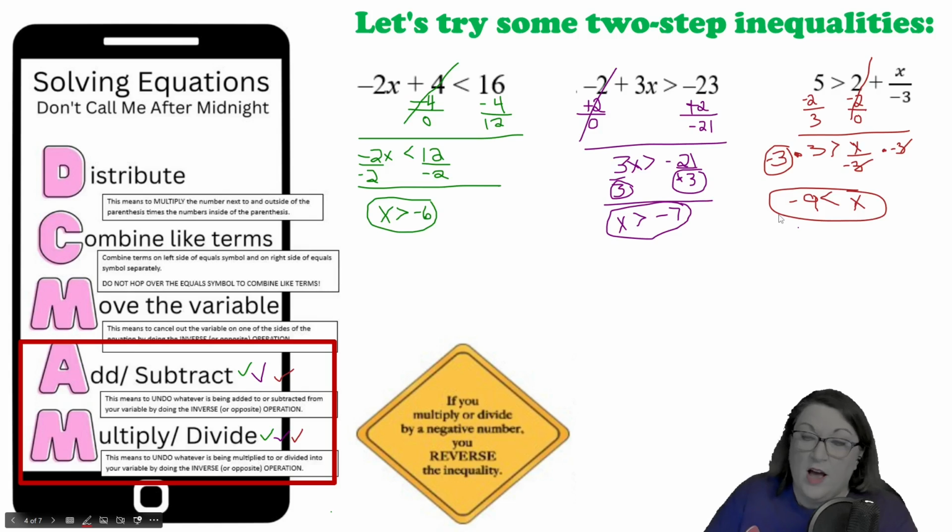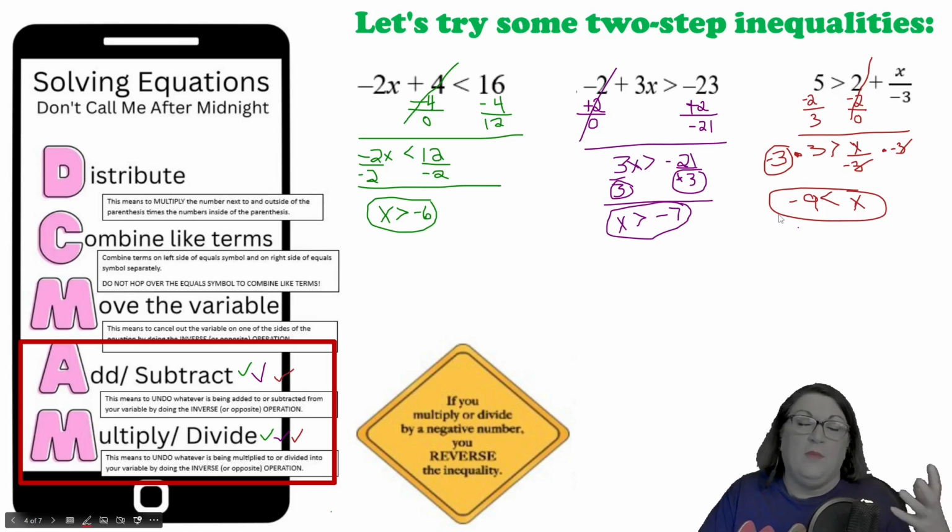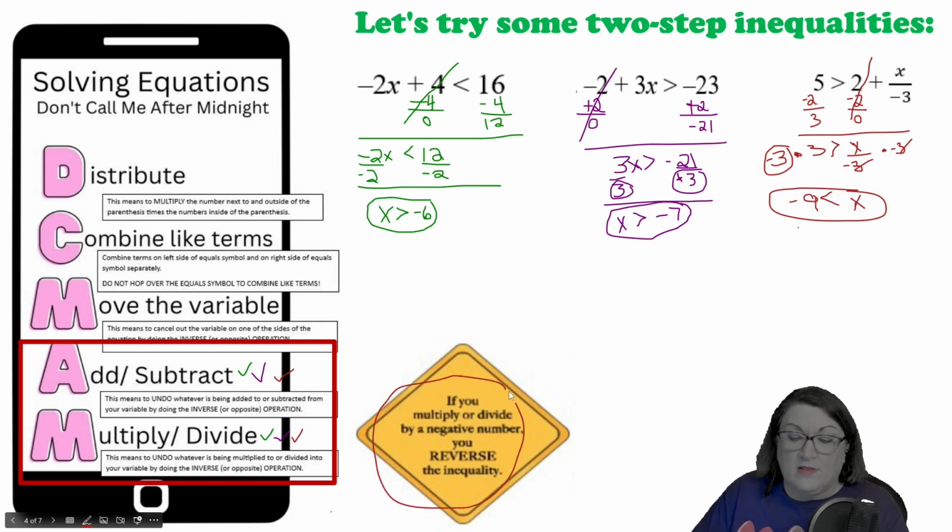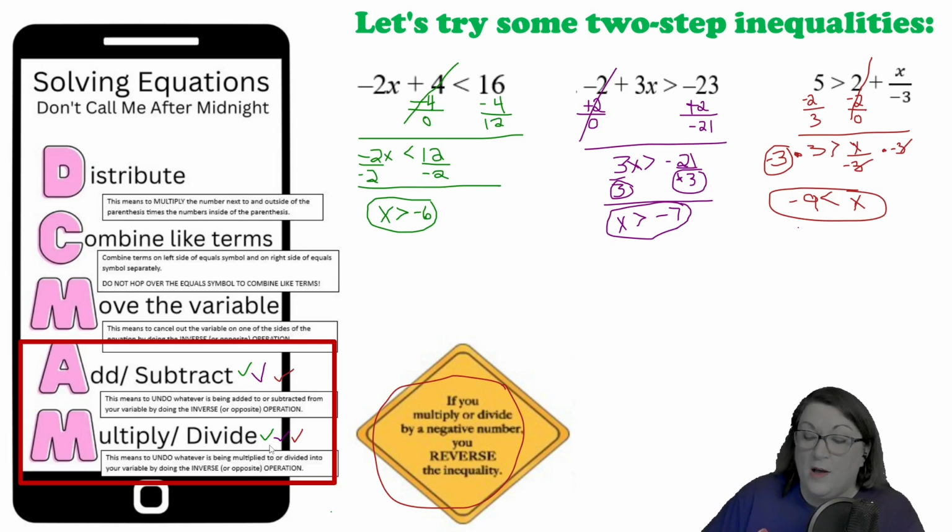Okay, so again, you're just using the same DCMAM steps when you solve these. For these 3, we just had 2-step equations, so we just use the 2 steps. But just don't forget about this big thing here, okay? If you multiply or divide on this final step by a negative number, that's when you flip that symbol around to make that inequality correct, okay? And again, this is a set of numbers that are the answer, not just one number.